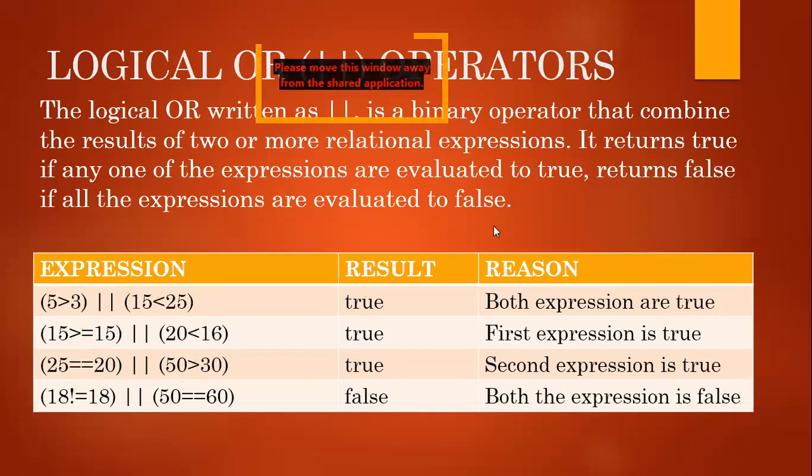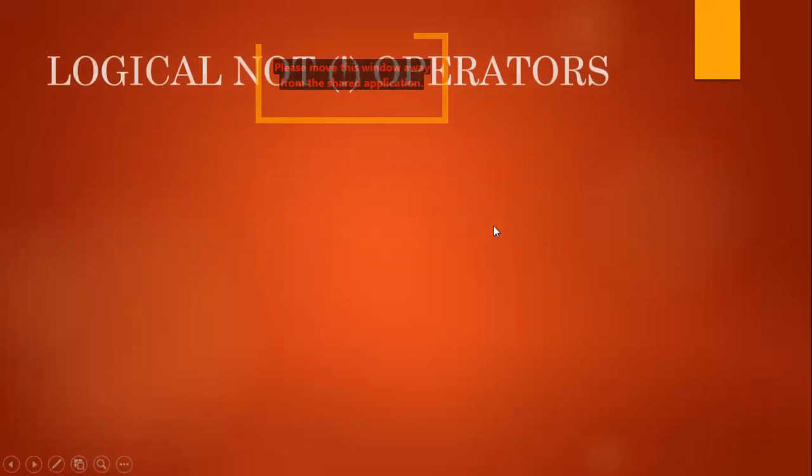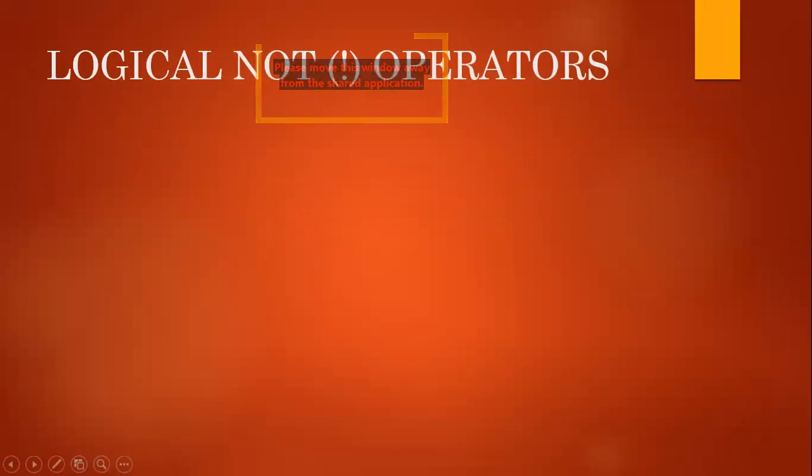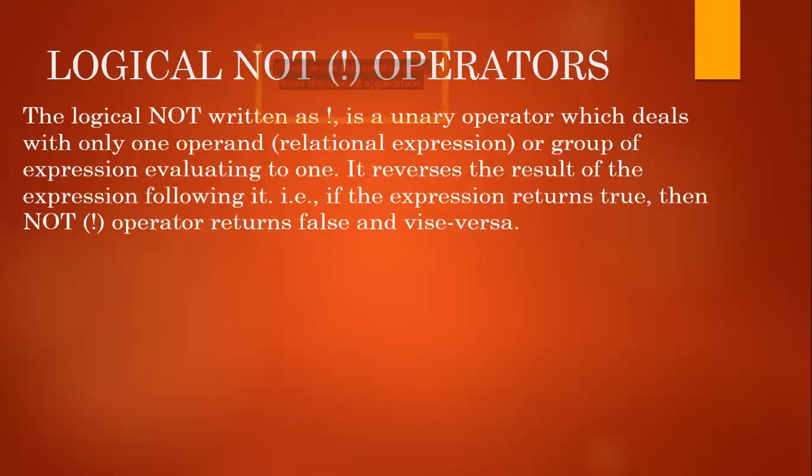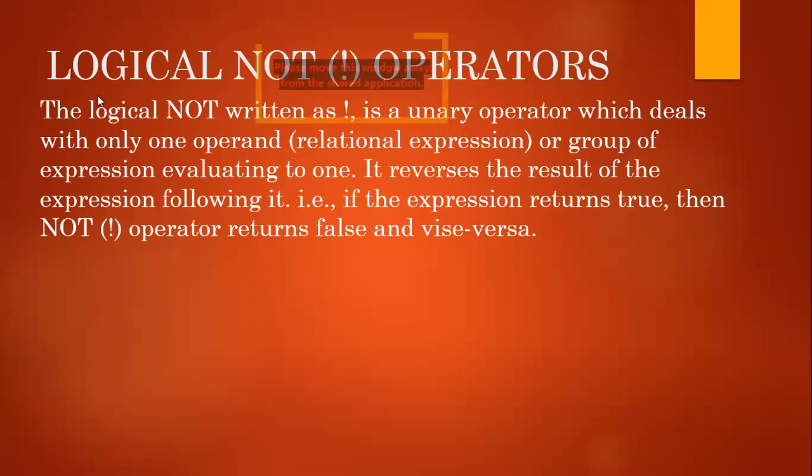Let's start with the next operator, and our next operator is logical NOT. Okay, so this is our next operator, which is logical NOT. Now, how does the logical NOT work? The logical NOT is written using an exclamation sign, and it is a unary operator.